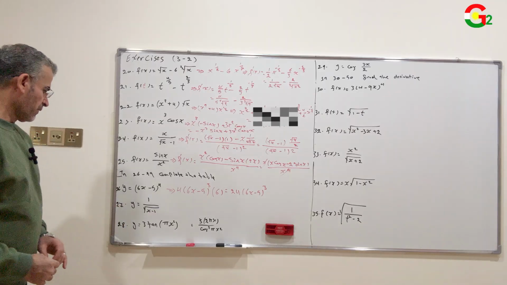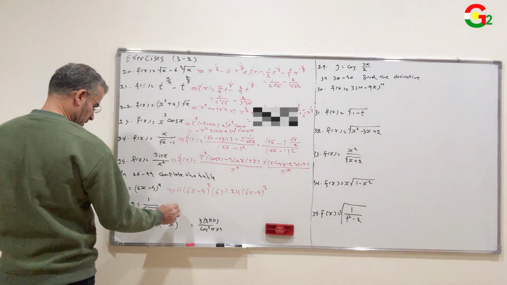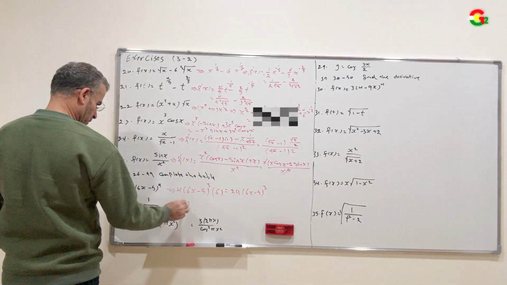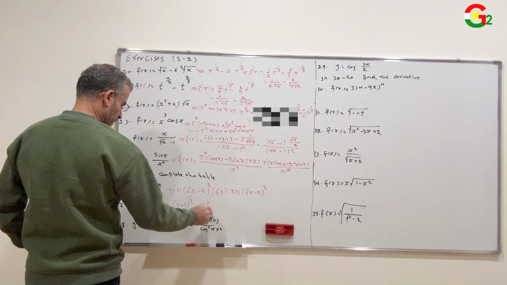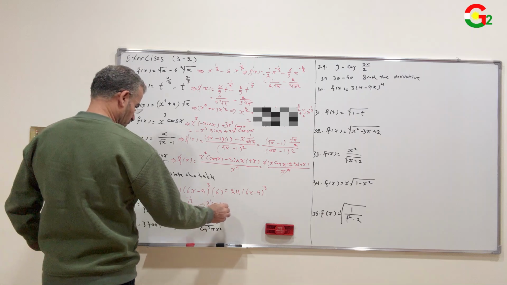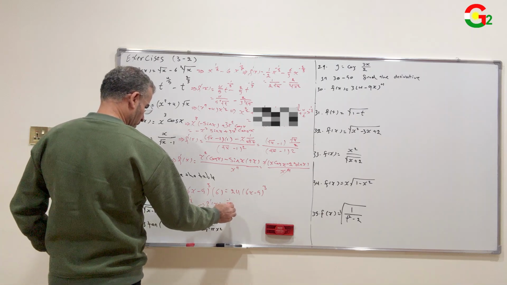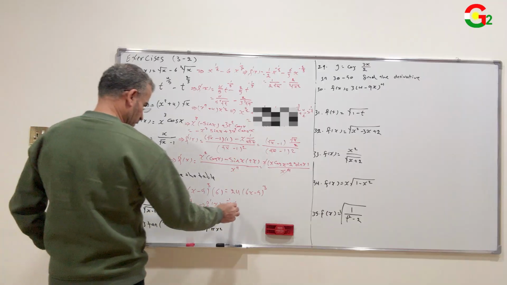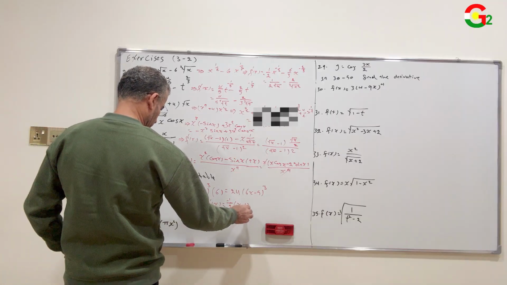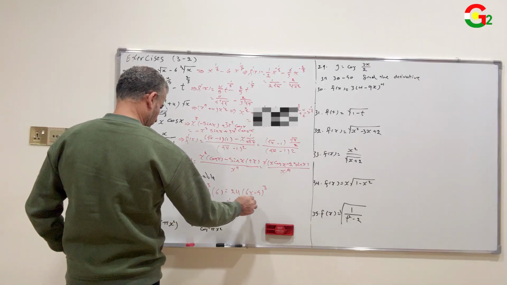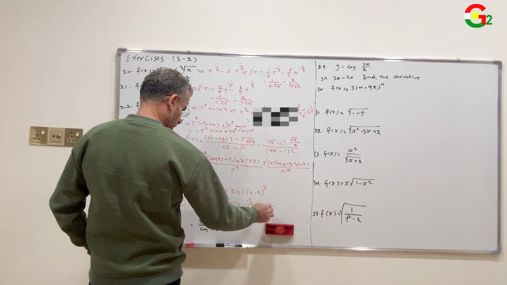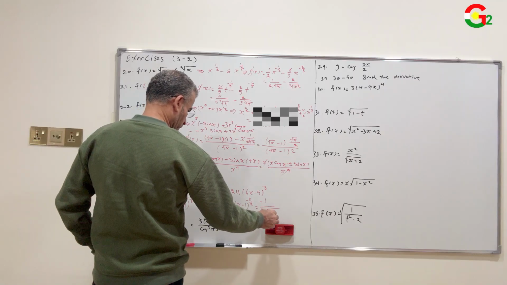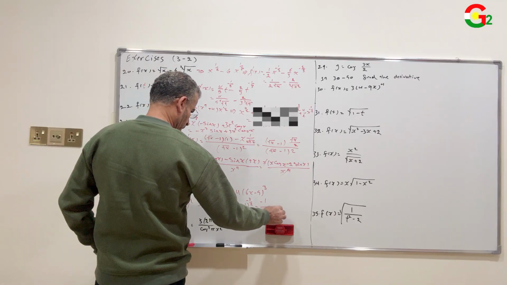Question number 27, rewrite this function as x minus 1 to the negative 1 half, then find the derivative, equal to negative a half times x minus 1 to the negative 3 over 2. Simplify it, negative 1 over 2 square root x minus 1 power 2.